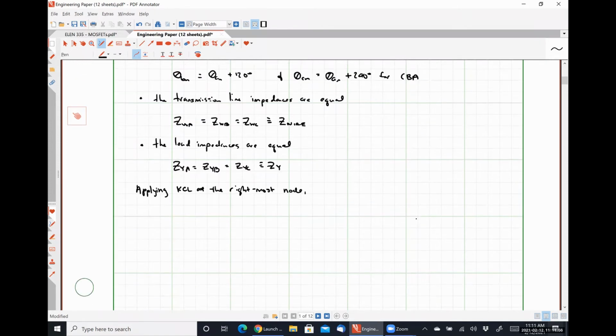I get IAA plus IBB plus ICC plus INN is equal to 0. Now I'm going to use Ohm's law to write these currents in terms of some of my known voltages, okay?